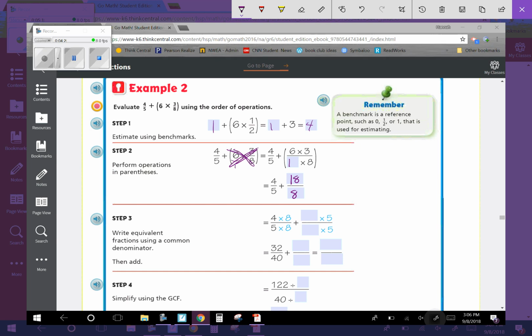Well, in order to do that, I need to get a common denominator, so I need to write equivalent fractions. So if I take 4 times 8 and 5 times 8, and then I do the opposite over here, then I'm going to get an equivalent one. So then I'm going to take 18 times 5 and 8 times 5 to get both fractions with the denominator 40, because 5 times 8 is 40, 4 times 8 is 32, so now I have 32/40 plus 18 times 5 over 8 times 5, because again I have to get to 40. These both have to be the same down here.